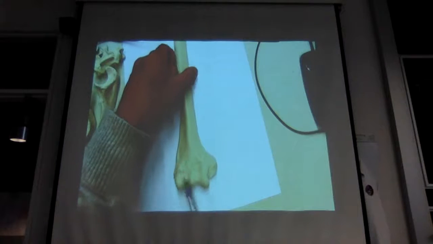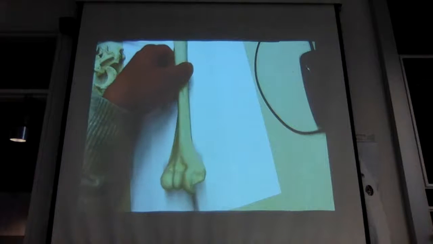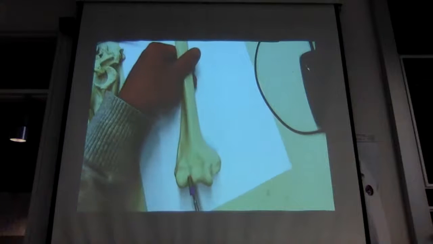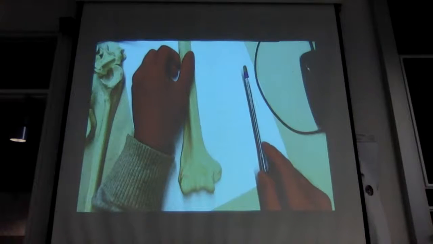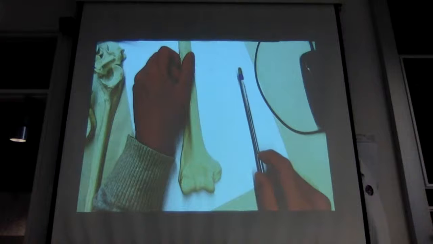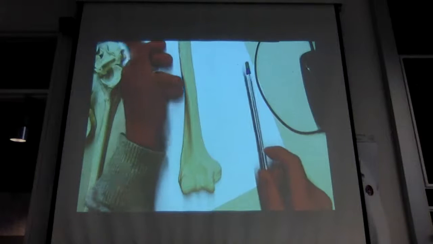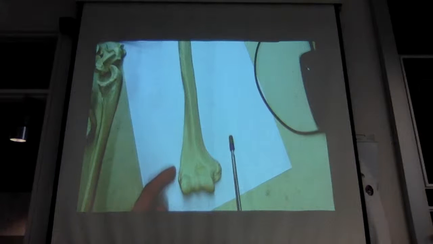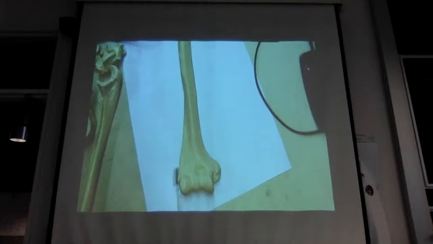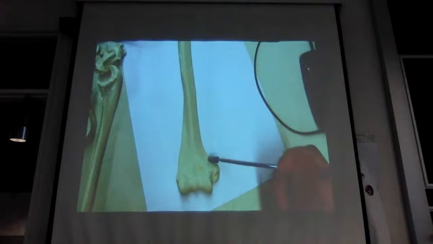This other rounded projection, it's not as sharp. Look how sharp the trochlea is. Looks like a pizza roller. This is more rounded. It's head shaped. It's called the capitulum. Cap means head. These protrusions on either side are called epicondyles. Medial epicondyle, lateral epicondyle. So the medial epicondyle points out a lot. It's a large medial epicondyle.